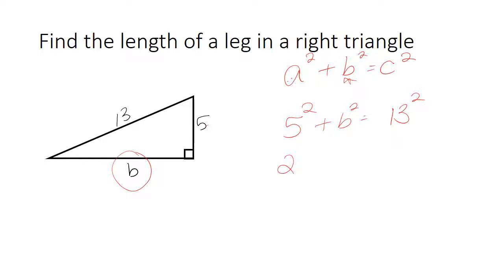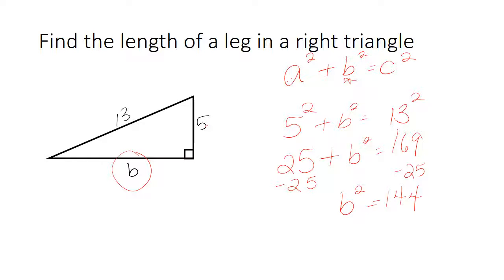5 squared is 25. 13 squared is 169. I'm going to move my 25 over to the other side of the equal sign by subtracting it. I had a positive 25, so to move it, I need to subtract 25. That gives me 0 on this side. So that gives me b squared is equal to 144.